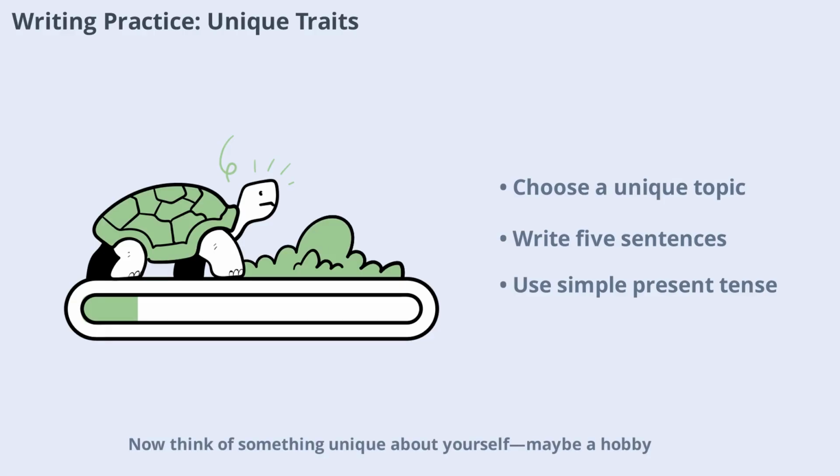Now, think of something unique about yourself, maybe a hobby, your language, or your family. Write 5 sentences about this topic. Remember to use the simple present tense for facts about yourself. Practicing this helps you build confidence in writing clear, focused paragraphs about personal topics.